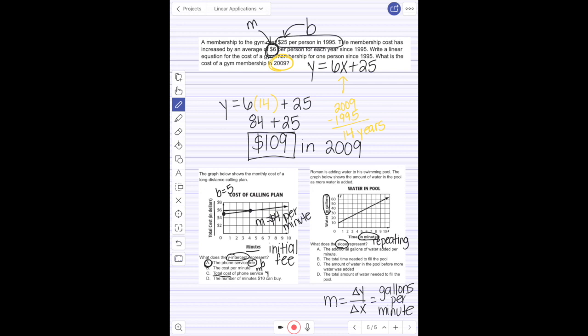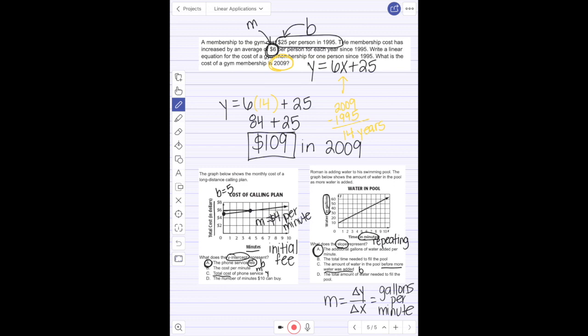The amount of water in the pool before any water is added. So the amount before any water is added is going to be your y-intercept. That's the initial amount. That's your B. We don't want to find the B though. And then the total amount of water needed to fill the pool. Well, that's the same thing as B. So we're talking about gallons per minute. So the answer is A.